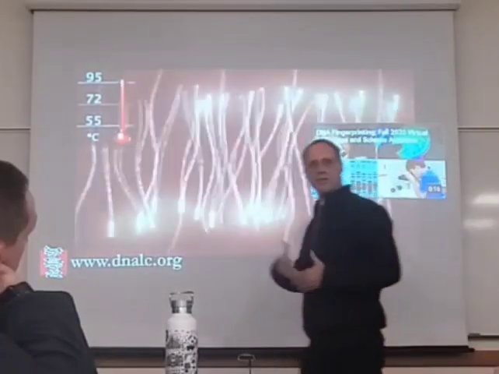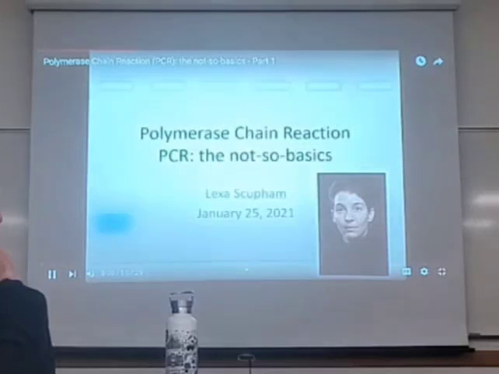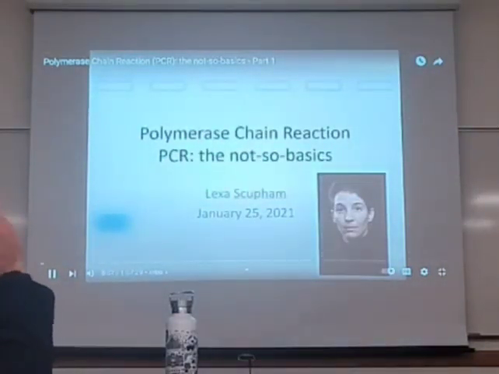After we get those short ones, those are the ones that become the predominant strand. And yes, after 30 cycles, we're up to 1 billion.